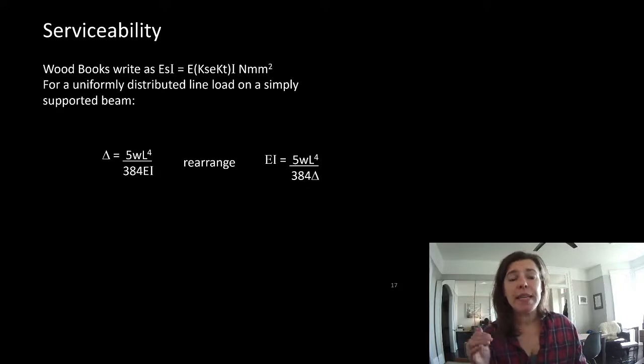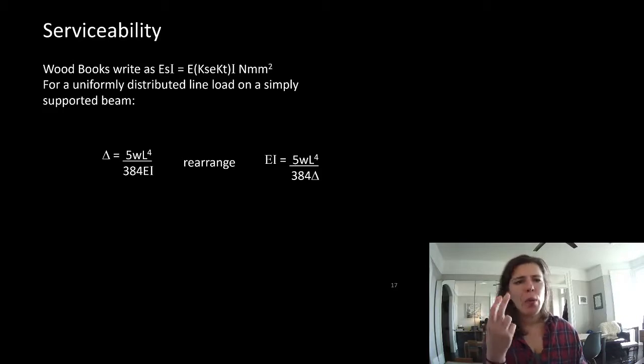Remember, serviceability is not a strength requirement. So we would be using our serviceability limit states load cases for this. And remember, we were always tracking two: dead plus snow and snow by itself, or dead plus live and live by itself, and comparing them to two different criteria.